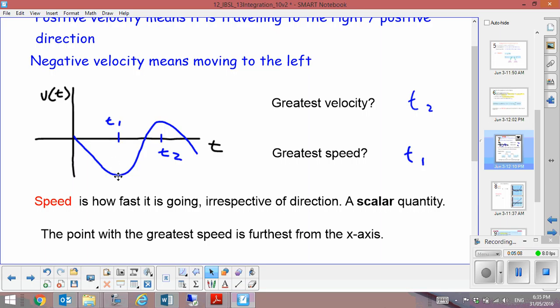So this might be negative, whatever, but it's more negative compared to this one, which is positive something. So let's say that's positive 5, this is negative 8. The speed is 8 kilometres per hour, or whatever the units. Here the speed is only 5. So whichever one is furthest from the x-axis, that's your greatest speed.